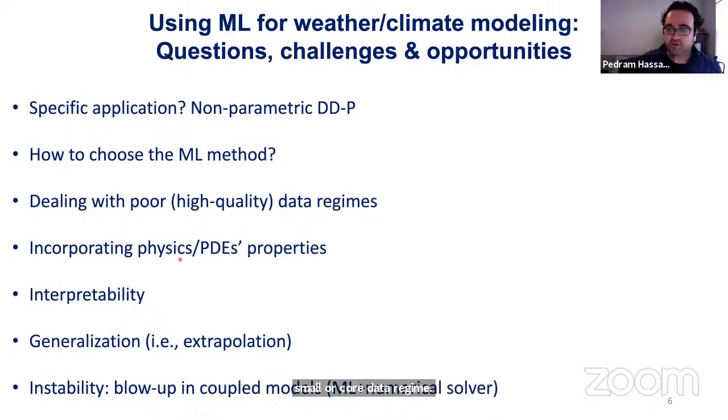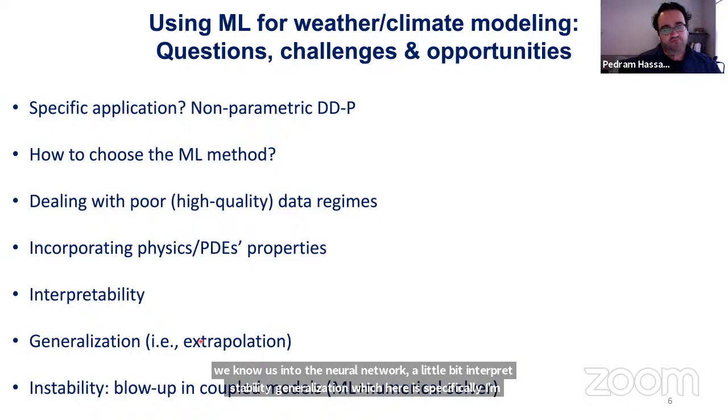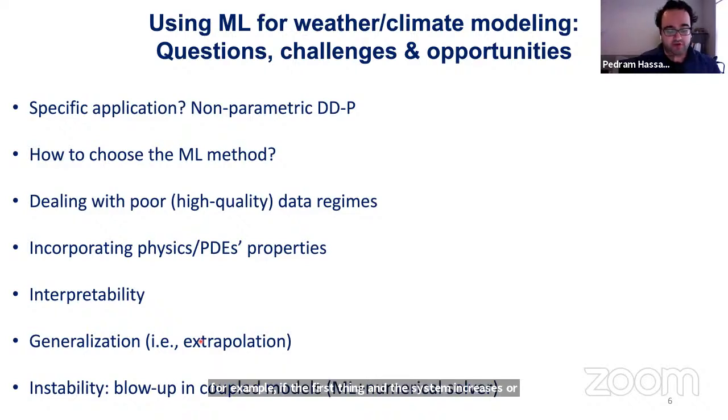How to incorporate physics or some of the properties of the equations that we know of into the neural network, how to deal with interpretability, and generalization, which here specifically I'm talking about extrapolation, as we already heard from a number of talks. For example, if the forcing on the system increases, or in turbulent flow, if the Reynolds number increases, how to deal with this extrapolation problem. And at the end, we might build a good neural network that does well offline, but when we couple it with the numerical solver, many studies have seen instabilities.